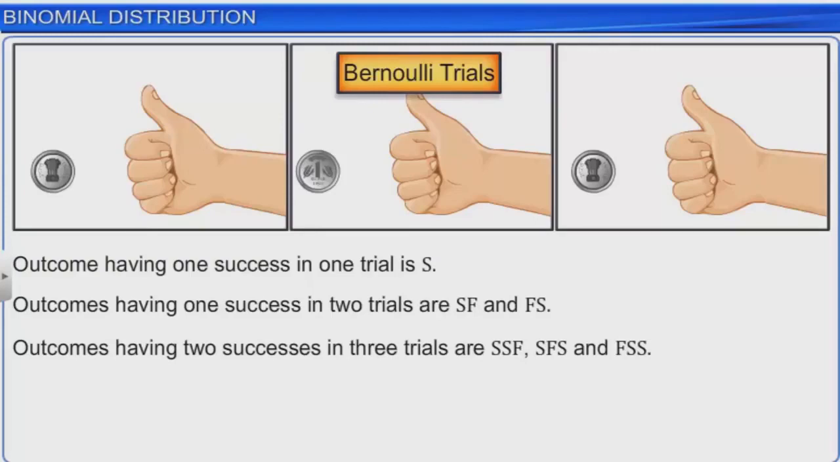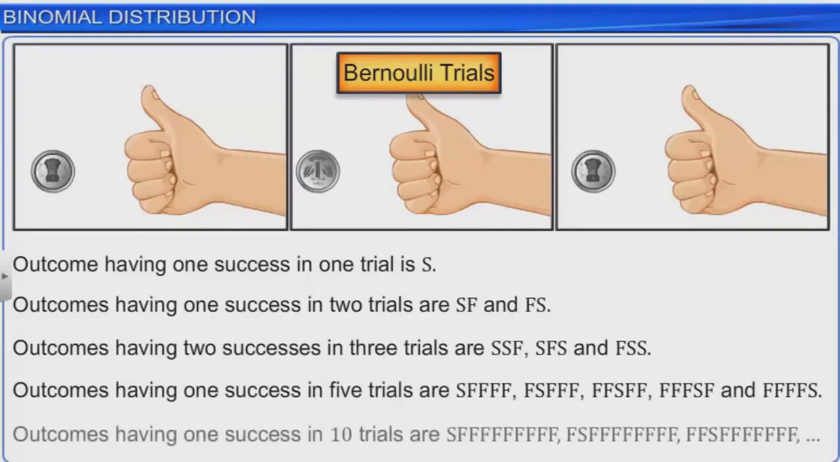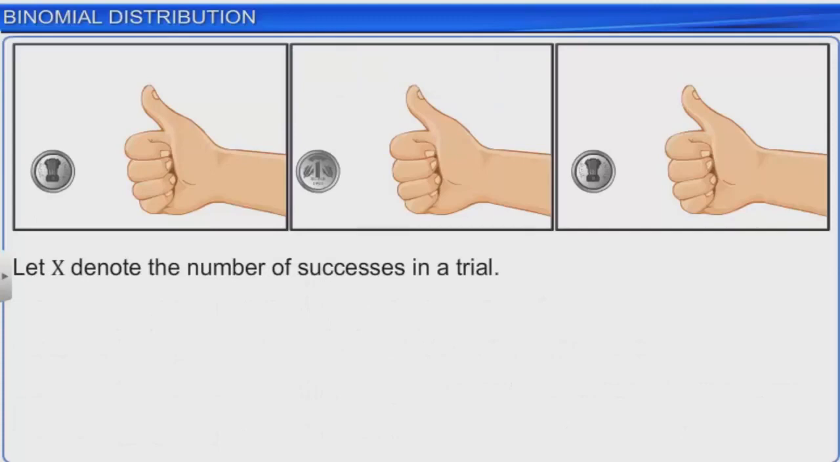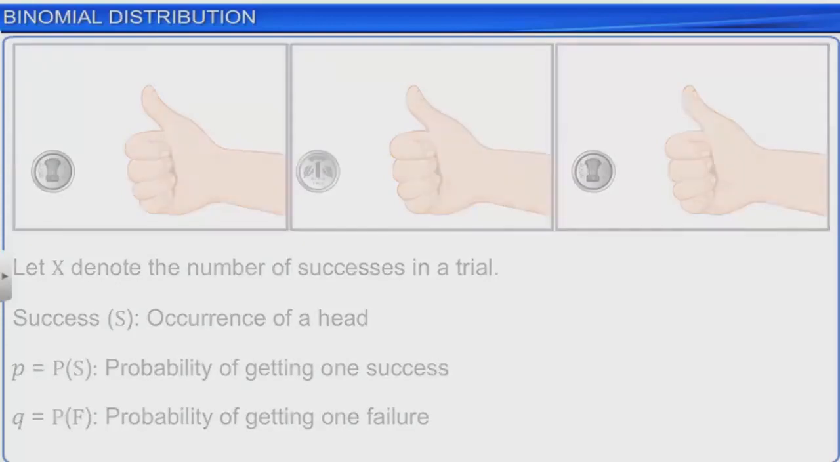However, it becomes quite tedious and time-consuming as we go for higher number of trials. Now, let's derive a formula to avoid this time-consuming calculation. Let X denote the number of successes in a trial, where a success denotes the occurrence of a head. Let P and Q denote the probabilities of getting a success and a failure, respectively. Let's begin by tossing the coin once.